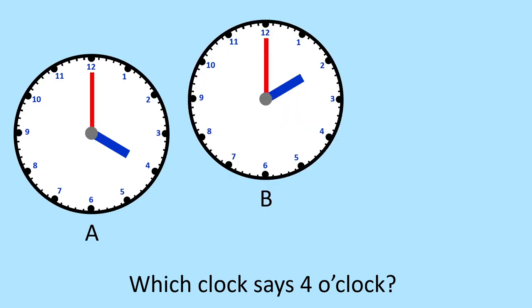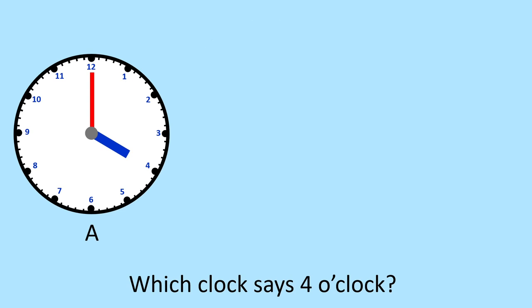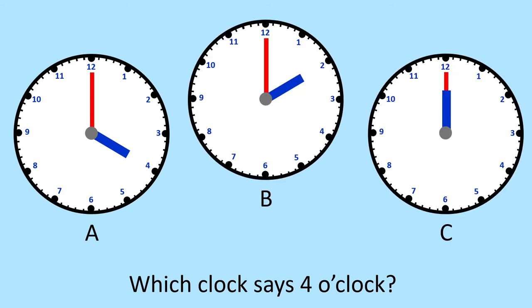Which clock says 4 o'clock? It's clock A. Clock B says 2 o'clock. Clock C says 12 o'clock.